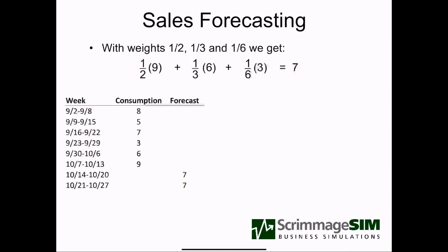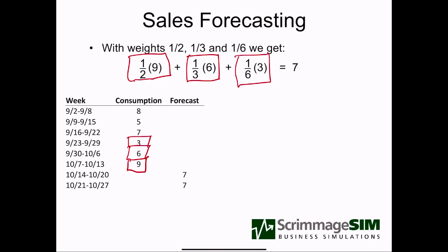Here's an example of applying the weights 1/2, 1/3, 1/6. And again, we're going to take the 1/2, the biggest weight, and apply it to the most recent data value. We're going to take the 1/3 and multiply it by the next most current, giving that the next most emphasis. And the smallest weight is going to be applied to the oldest data point. When we take that weighted average, we get 7 as our forecast, which we would carry into the future until we find some new data.